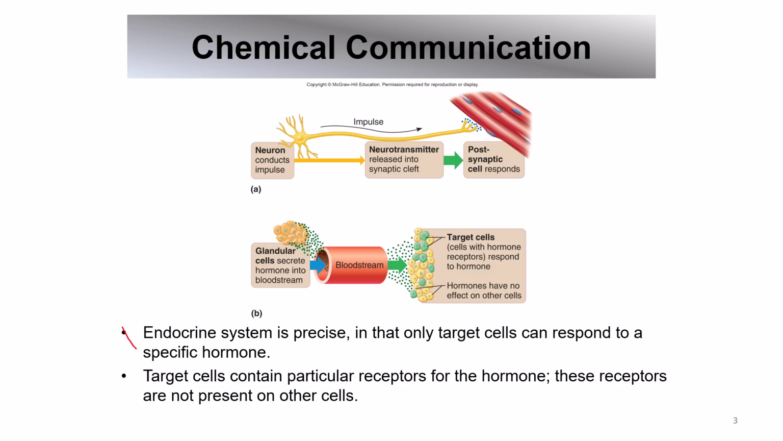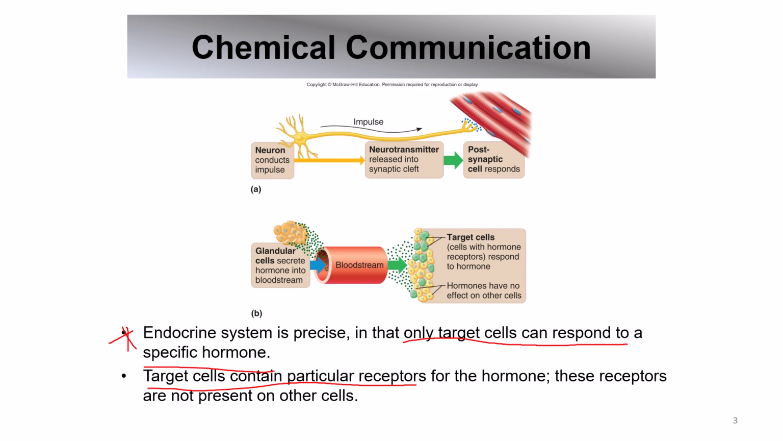Endocrine system is precise. Know what this means. Here, only target cells can respond to a specific hormone. That's because the target cells contain receptors for the hormone, but these receptors are not present on other cells.